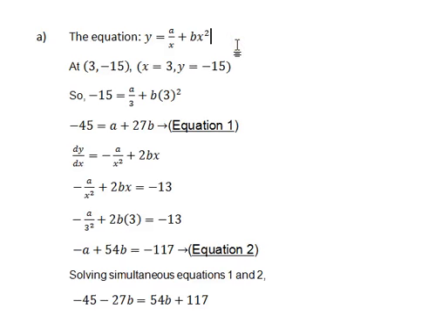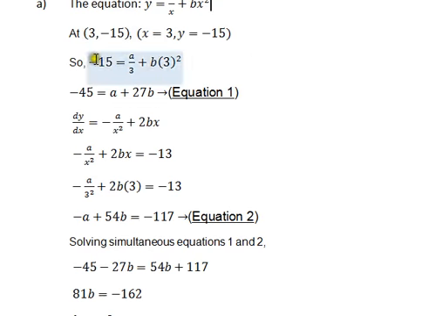The equation y equals a over x plus bx squared. Now at the point (3, -15), where x is equal to 3 and y is equal to negative 15, we have negative 15 is equal to a over 3 plus b multiplied by 3 squared. And from this we can obtain equation 1, which is negative 45 equals a plus 27b.